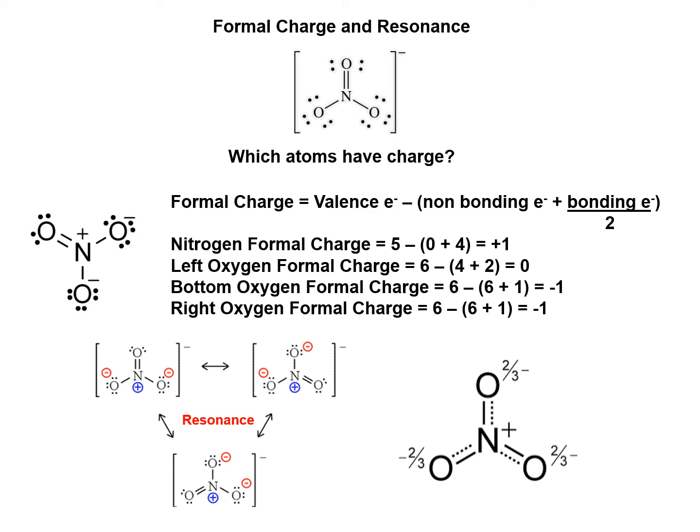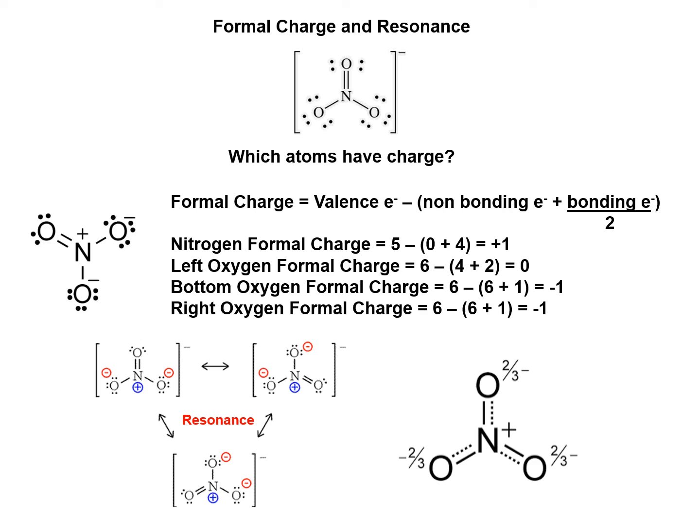If we look at the left oxygen, the valence number of electrons is 6 minus the number of non-bonding electrons, which is 4, plus the number of bonds is 2. 6 minus 6 is 0. So there is no formal charge on the left oxygen.